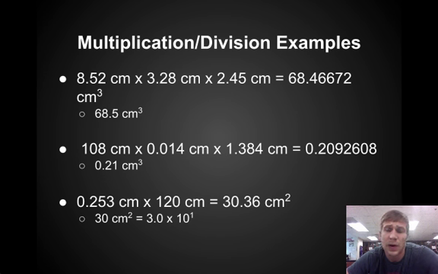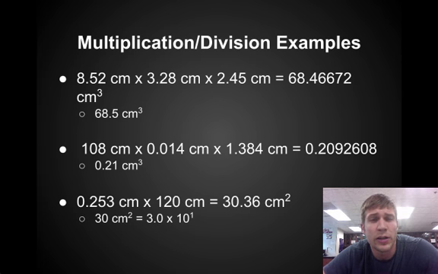So the value that has the least amount of significant figures is 0.014, which has 2 significant figures. I need to change my answer so that it only has 2 significant figures. When I put it into the calculator, I get 0.209268. I need to change that to 2 significant figures, so I change it to 0.21 centimeters cubed. Remember that leading 0 in 0.21 centimeters cubed is not significant.